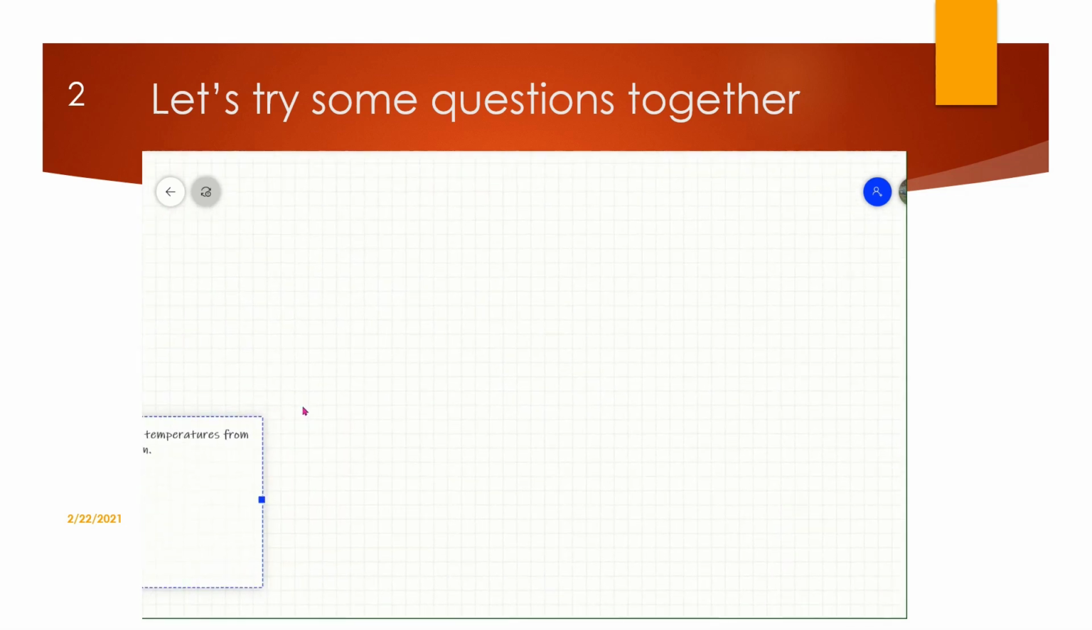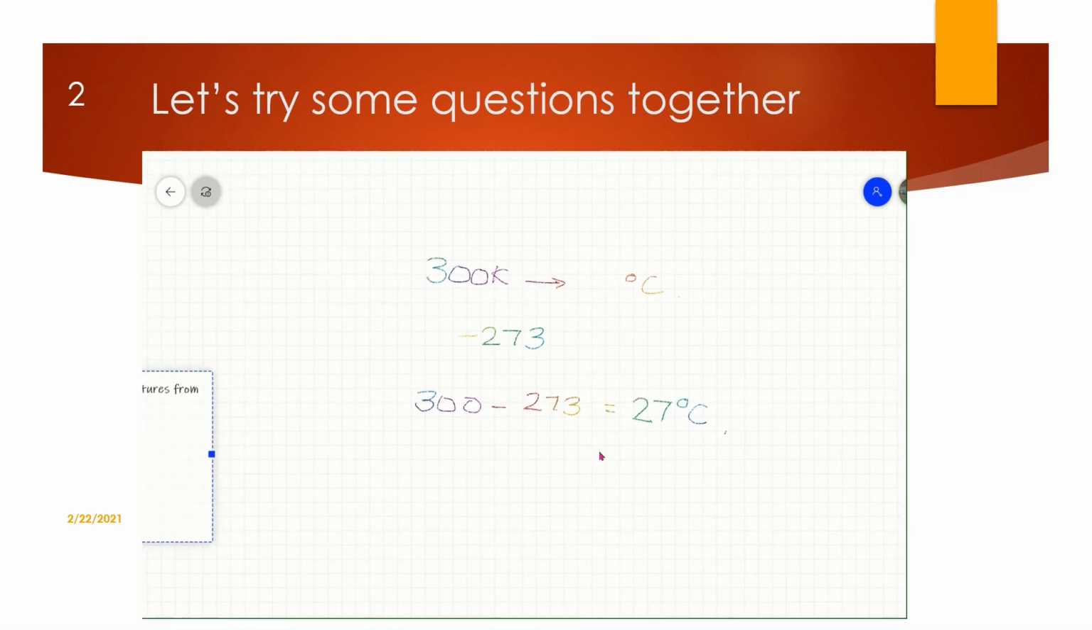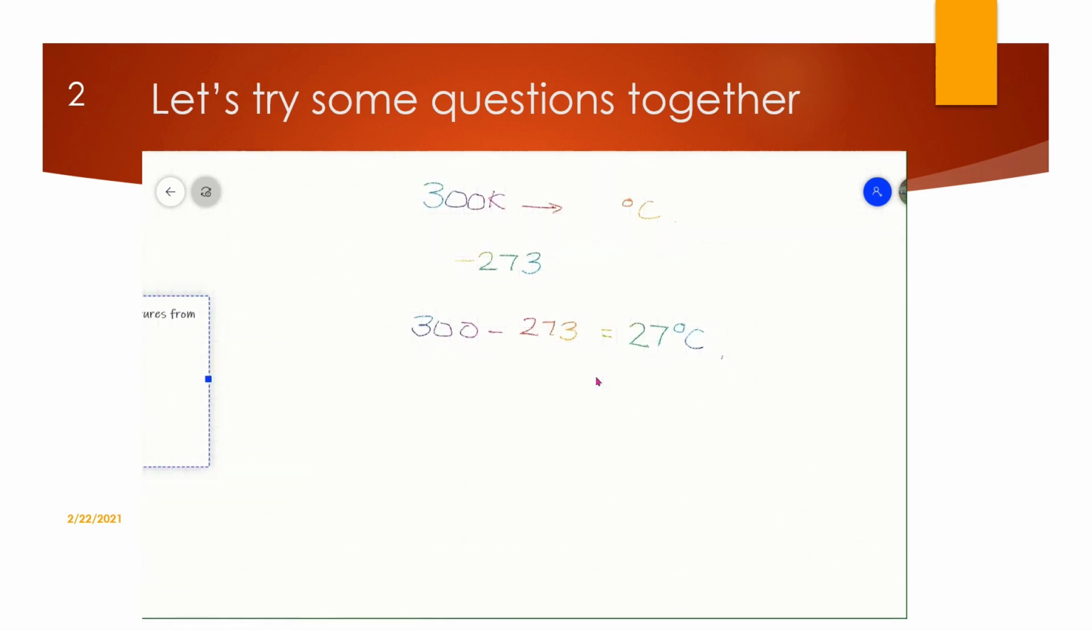Obviously then if it was in Kelvin, and say we had 300 Kelvin, we wanted to get that into degrees Celsius, we'd need to then subtract 273. So 300 minus 273 is going to be 27 degrees Celsius.